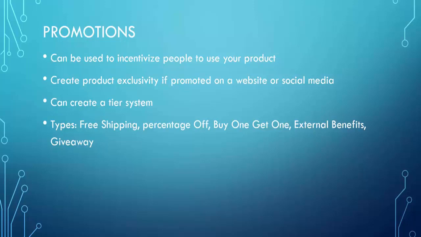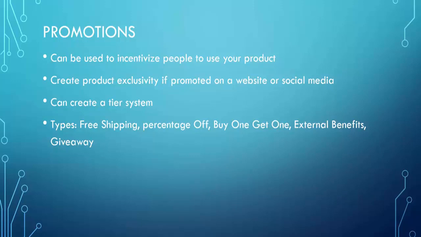The same with buy one, get one. So you can do buy one, get one, buy two, get one, so forth and so on, any kind of combination that you want. External benefits is if you have a kind of reward system on your website. So if they buy a product, they get a certain amount of points. You can set that up in Seller Central. And then the other form is giveaway, and that you have to enable in your Seller Central account for it to be enabled.